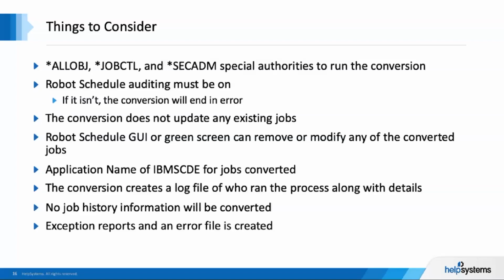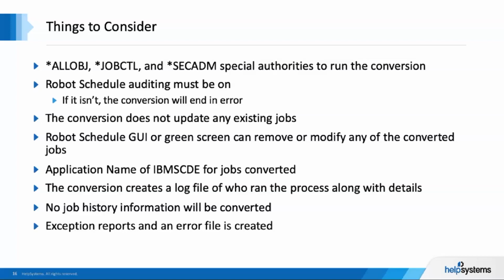Auditing needs to be turned on in Robot Schedule. Now, this may look like a big and complicated thing. It's not. It's dead easy. Really easy to turn on. So from the green screen, from the audit menu, just simply take option 2 to start auditing and you're away.